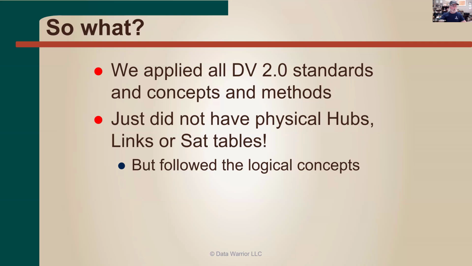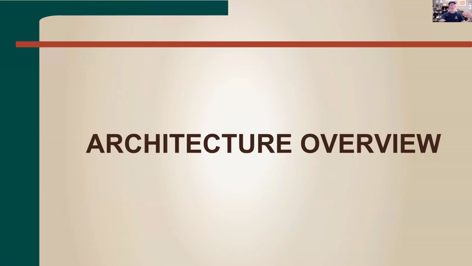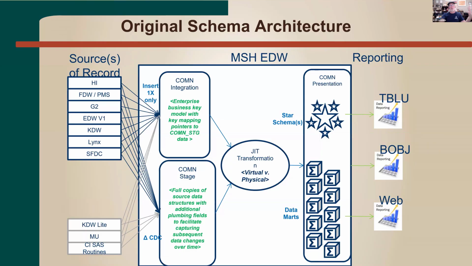So why are we talking about this? Basically we found a way to apply all the Data Vault 2 standards, even as they were being developed, the concepts and the methodology, but we did not build physical hubs, links, and satellites. In reality, we built physical hubs and links, but we did not build satellites. But we did follow all the logical concepts in order to make this work. And the way it ended up looking, this was our plan.